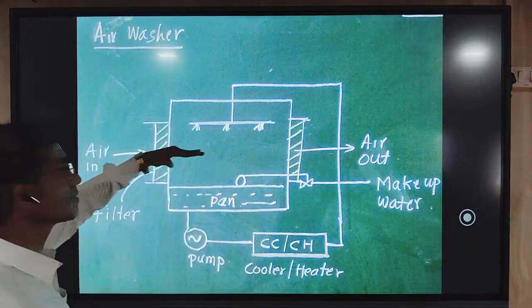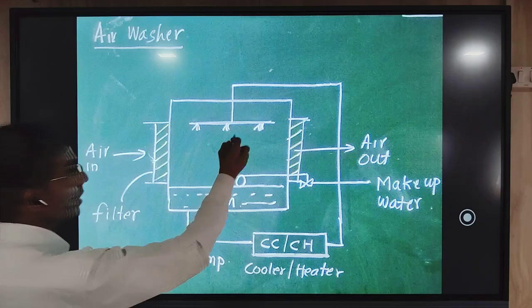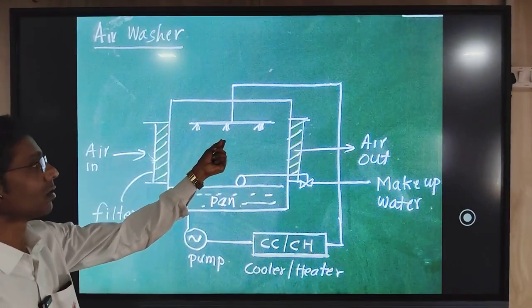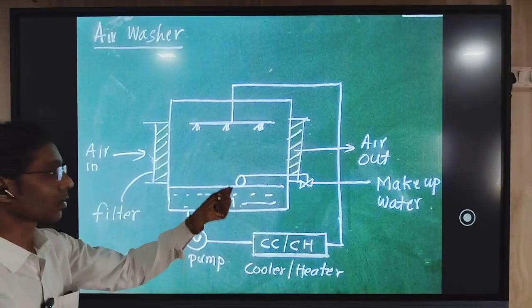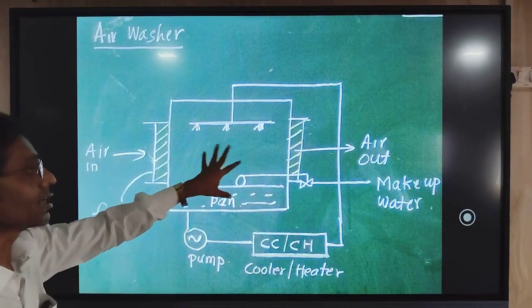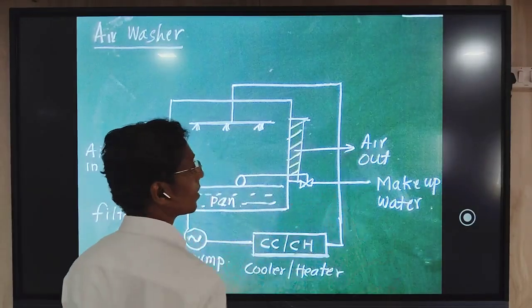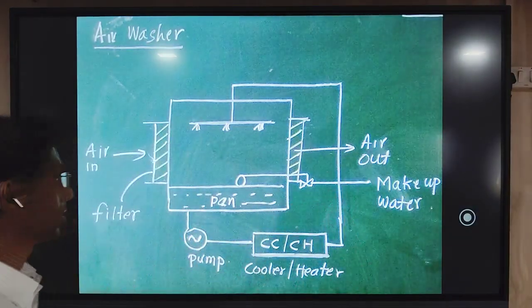So when this air is moving inside, it comes in contact with small droplets of water, and thus there is addition of moisture to the air. So when this air comes out, that air is humidified air.